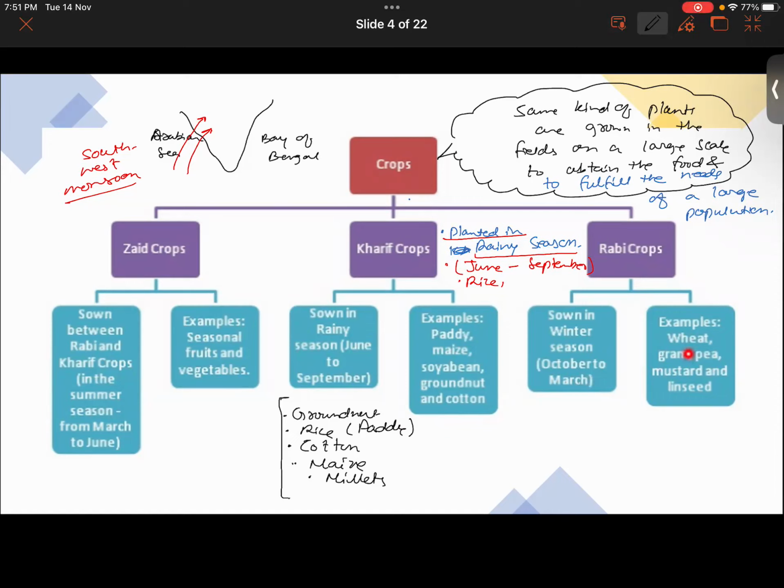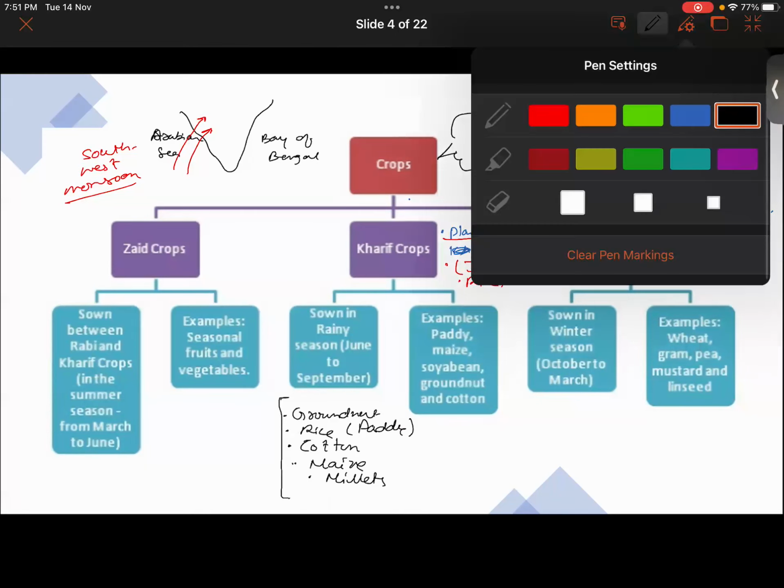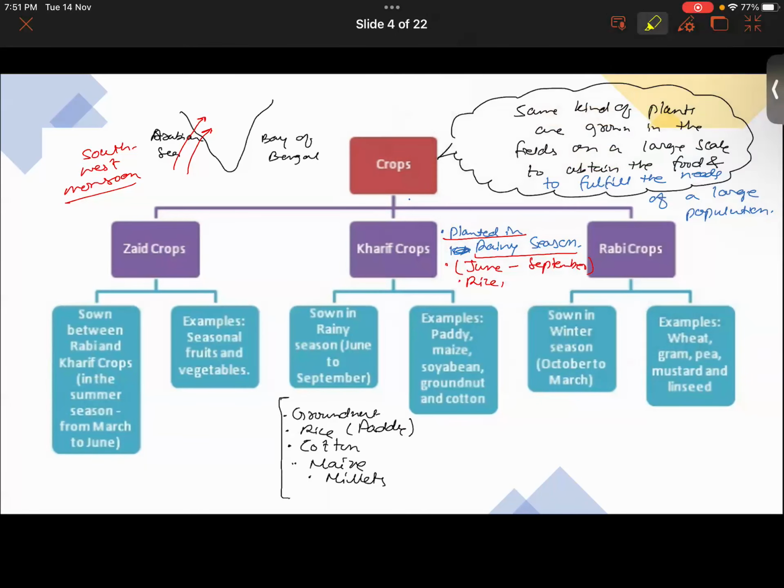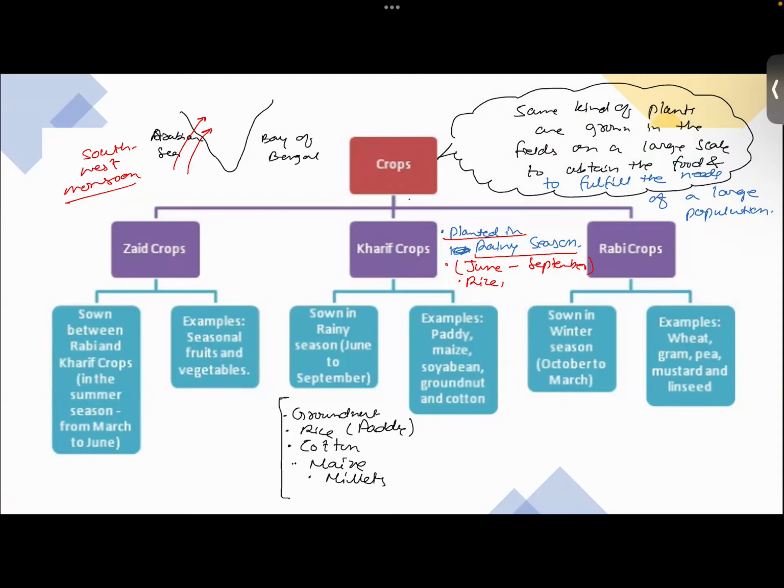So that is the situation here. Now, what are the things you need to remember? I will be asking from each and every one of you. Do remember these things. First thing, kharif is planted in the rainy season. It is from June to September. Examples, you have to memorize the examples also. Take care.